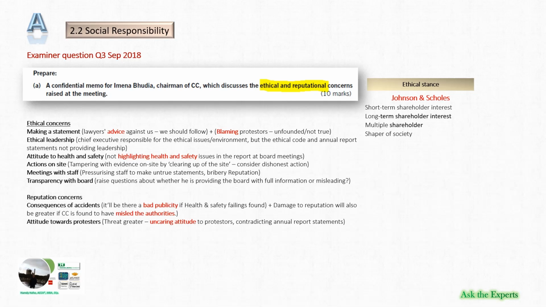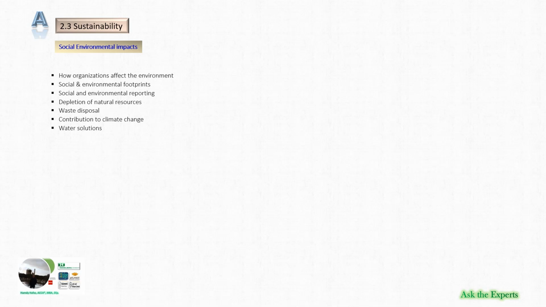Let us see another important topic. Sustainability. For example, the social and environmental impacts could cover some important topics, such as how organizations affect the environment, the contribution to climate change, and so on.